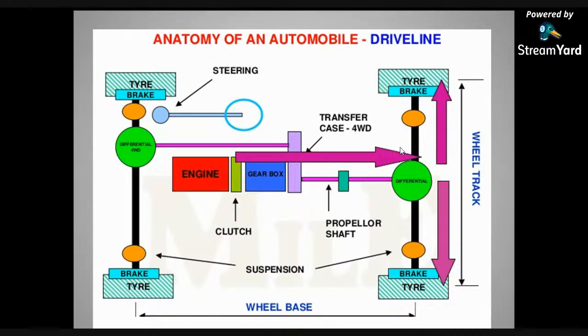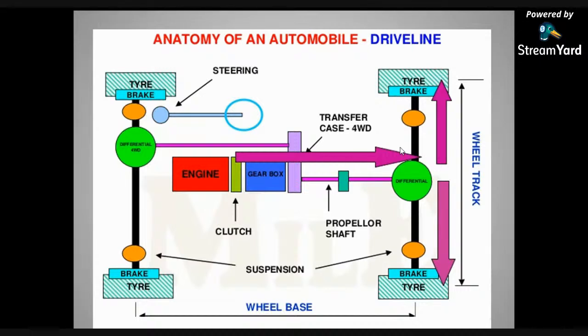And this system is mostly used in SUVs, or sports utility vehicles, and also in off-road vehicles, because off-road vehicles travel on very rugged terrain. In rocky terrain, the vehicle may get stuck between the rocks. Sometimes you can't push the vehicle with the help of the rear wheels alone. You require the help of the front wheels to overcome such obstacles. That's the reason we use the four-wheel drive mechanism.